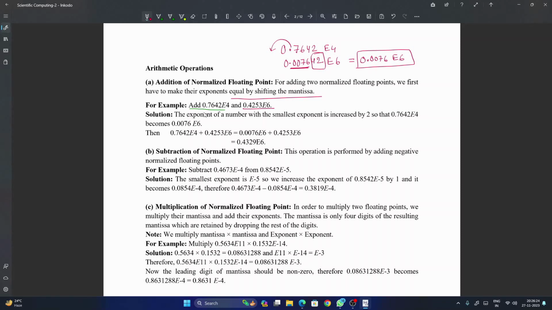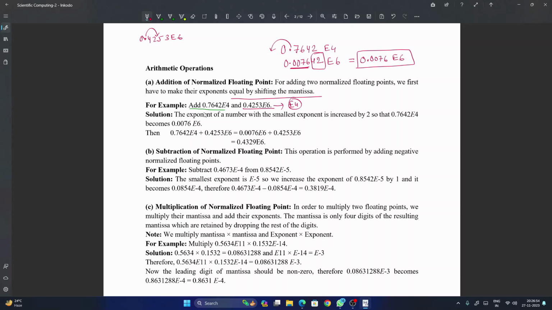What happens if you make it e4? This question may arise in your mind, because in that case the term 42 will not be truncated. But the problem is, whenever you make it e4, that means 0.4253 e6, and you shift the point from here to here, then it will be what? e4.